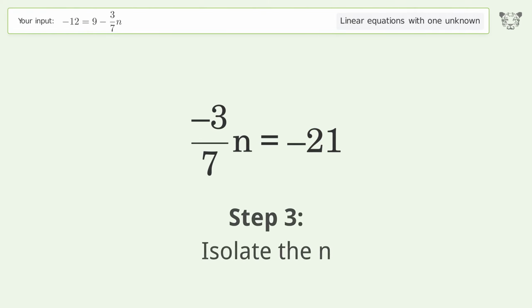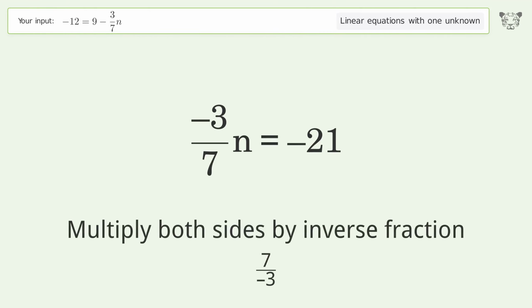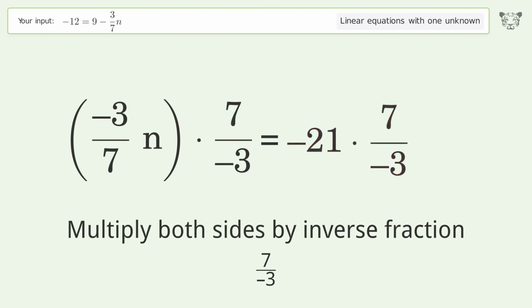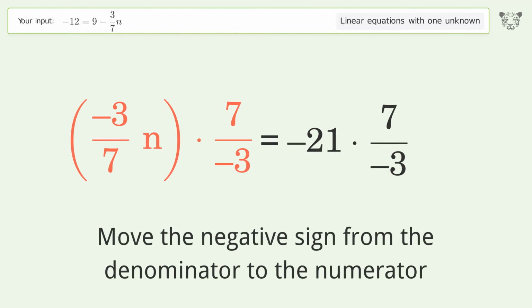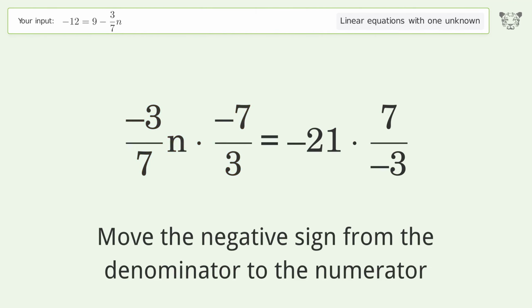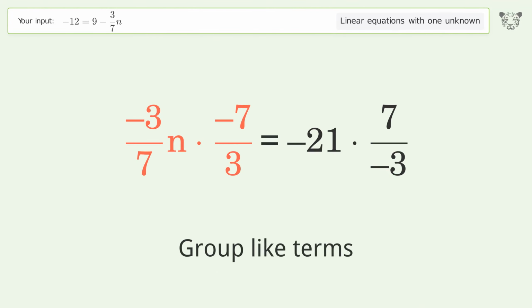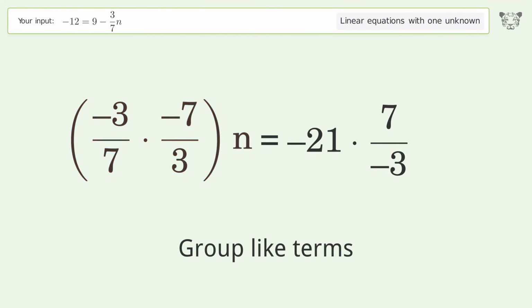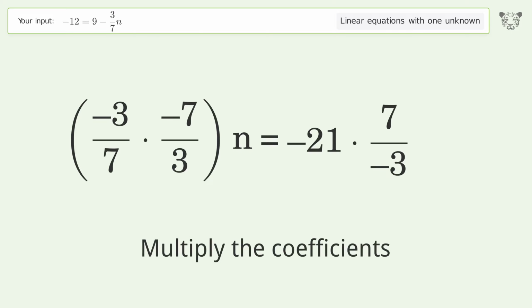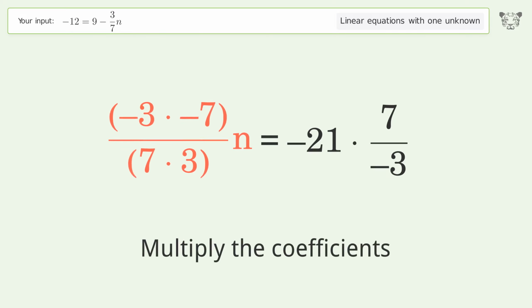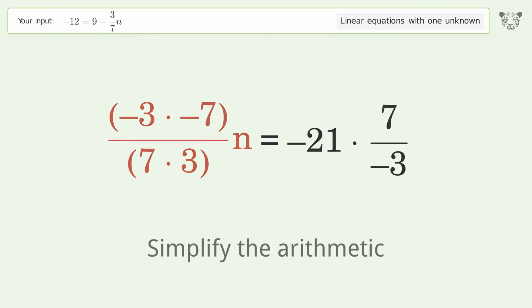Isolate the n. Multiply both sides by inverse fraction 7 over -3. Move the negative sign from the denominator to the numerator. Group like terms. Multiply the coefficients. Simplify the arithmetic.